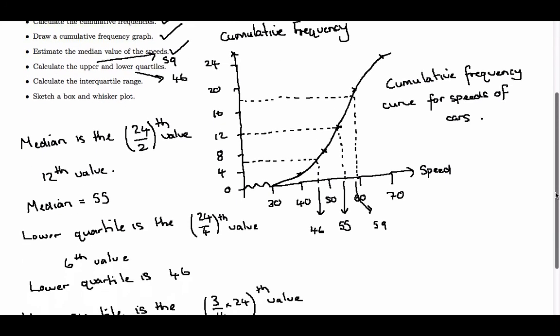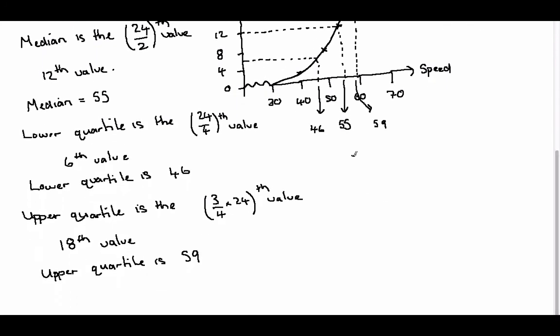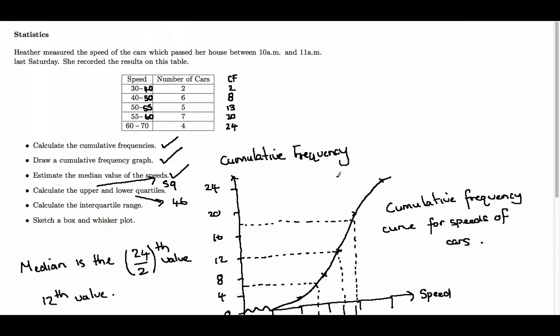Now we need to calculate the interquartile range. So the interquartile range is just simply the upper minus the lower quartile. So the upper quartile is 59, the lower quartile is 46. So 59 minus 46 is 13. So the interquartile range is 13.